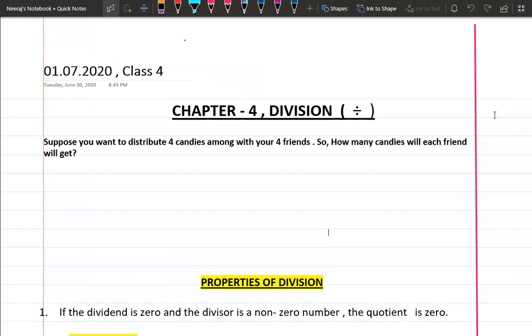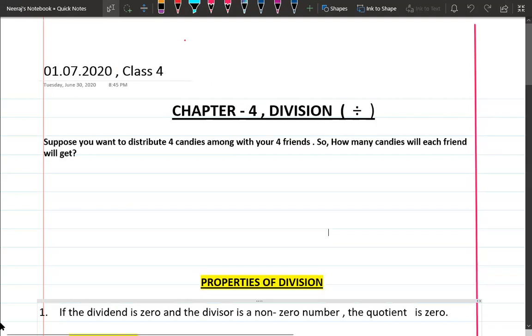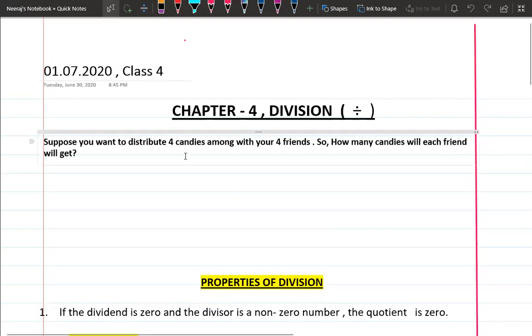Firstly, I want to discuss one example with you. Sometimes on a birthday we need to distribute chocolates and candy among ourselves, so we need to divide or distribute things in groups. Let's start with an example. Suppose you want to distribute 4 candies among your 4 friends. How many candies will each friend get?